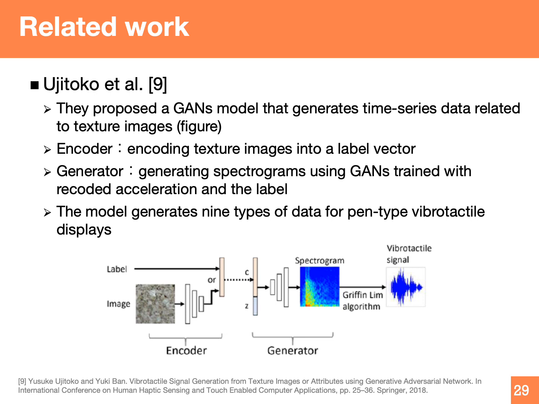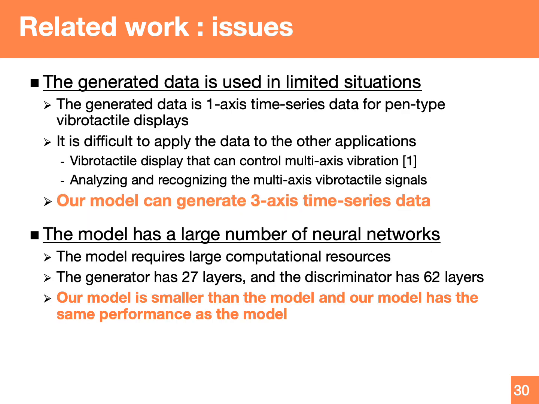They encoded the spectrogram into a tactile signal for pen-type vibrotactile displays. The model can generate 9 types of data. They succeeded in generating high-quality time series data using GANs. However, generated data is only available for simple tactile displays, for example, pen-type displays.